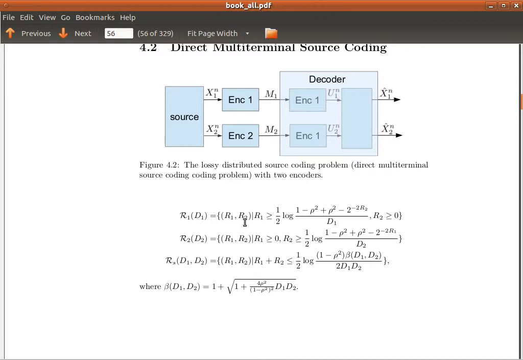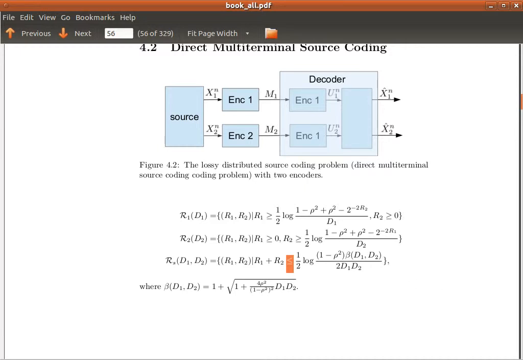You can see that for R2 greater than or equal to 0, where R2 is the rate for encoder 2 and R1 is the rate for encoder 1, then you have R1 bounded by something like that. A little bit messy expression, and then by symmetry you have something similar for when R1 is greater than or equal to 0, R2 has something like that. And then we have the sum rate bound, R1 plus R2 is greater than or equal to this. There's a typo here.